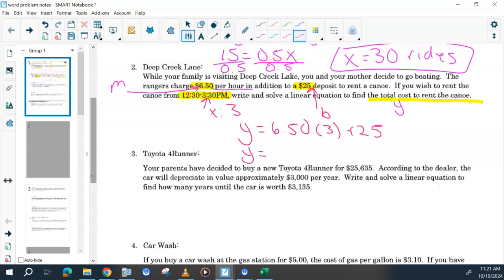For 6.50, would that be 6.50x? The question just says 6.50, not x at the end, right? So if we didn't know the number of hours, we would put x, yes. But because we know the number of hours, we're going to put in 3 instead.